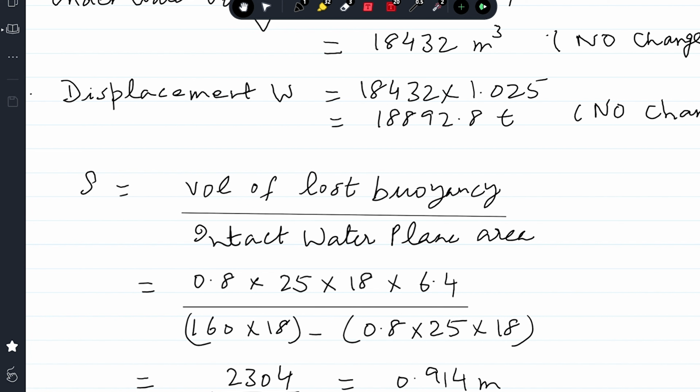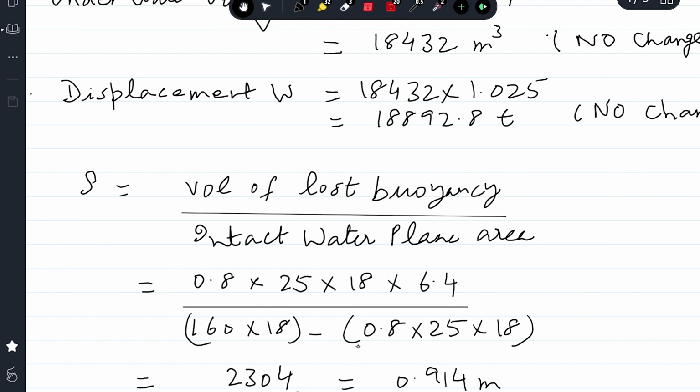So let's proceed. Sinkage, as you know, is volume of lost buoyancy upon intact water plane area. So that is 80% of the volume of this hole, which was below the water level. So length of the hole 25, breadth of the hole 18, and initial draft 6.4 meter. This is the volume of the hole below the water level, initial water draft. 80% of it, so 0.8 multiplied, is lost. This is the volume of lost buoyancy.